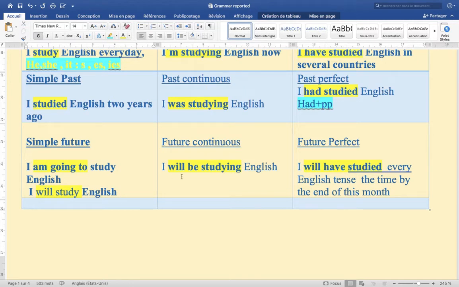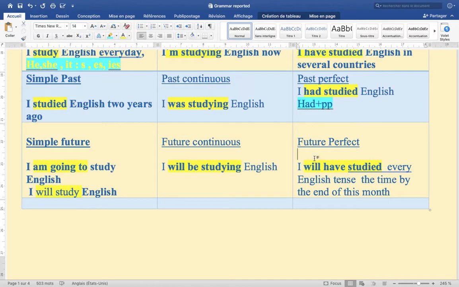Future continuous. We have I will be studying English. So we need will plus be plus the verb plus ing. In future perfect, you can say I will have studied English by the end of this month.